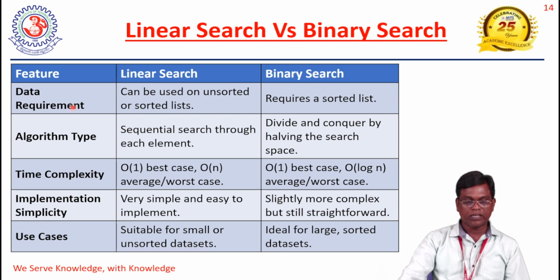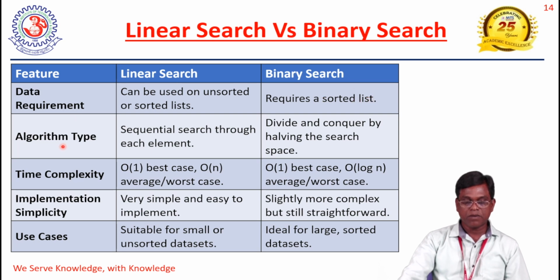Coming to data requirement, as we said already, the data can be in a sorted list or an unsorted list, whatever the list of elements may be. We can apply linear search here. Coming to the binary search process, the list of values should be in sorted order.